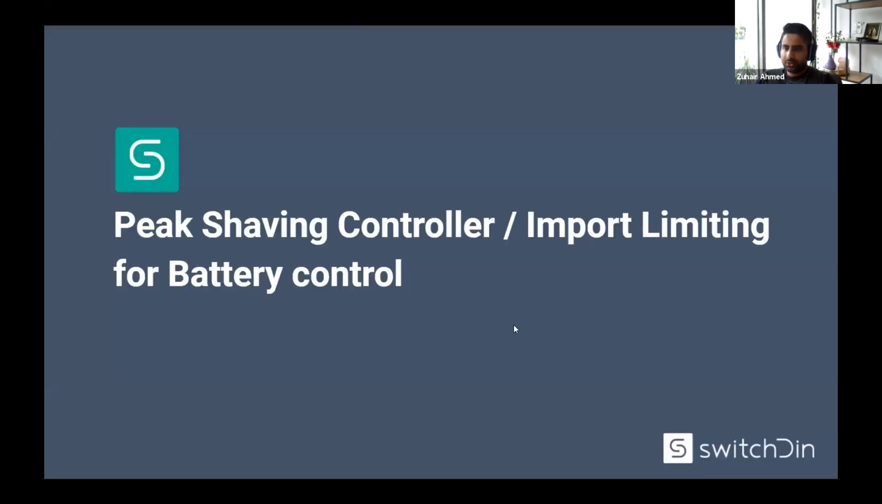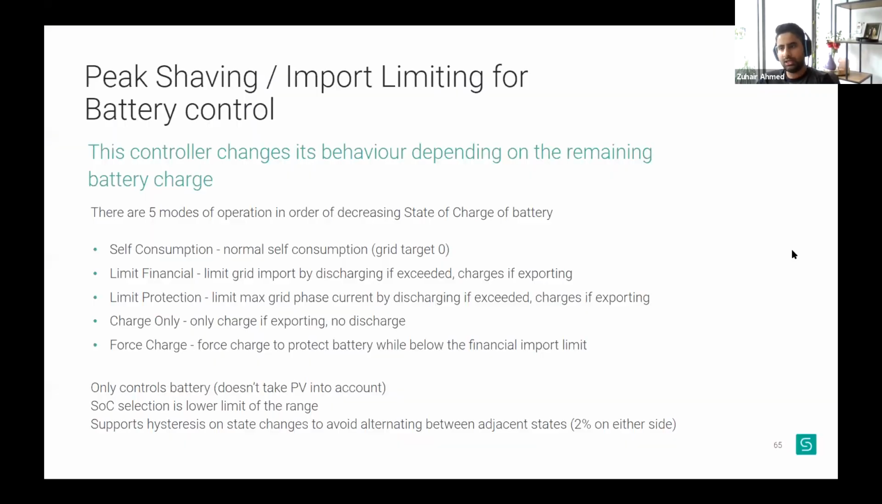All right, so first, we're going to discuss the peak shaving controller, also known as import limiting for the battery control. This controller, or new feature, works off of the battery's state of charge. So it writes to the device after gathering what the actual state of charge or battery charge is at a given point in time. There are 5 modes of operation within this controller.